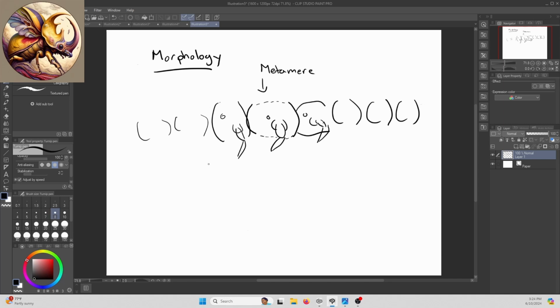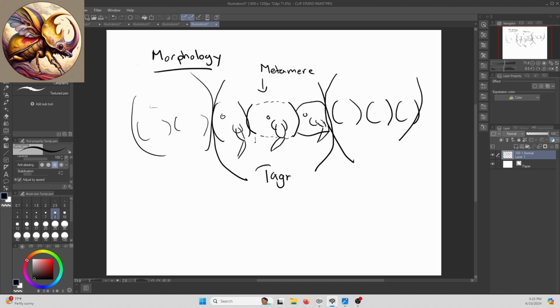As evolution has its way with the insects, each of these metameres got grouped up with their neighbors into defined body segments. This process of grouping things together is called tagmosis. And each one of these groupings is called a tagma. And each tagma we give a name to. So the first one is the head, the second one is the thorax, and the third one is the abdomen.